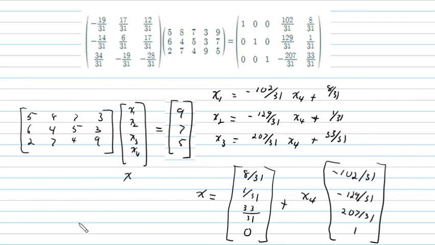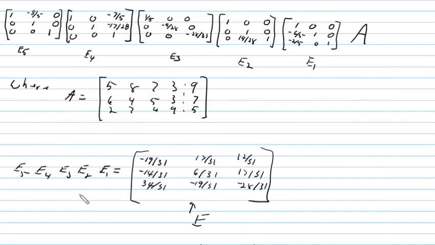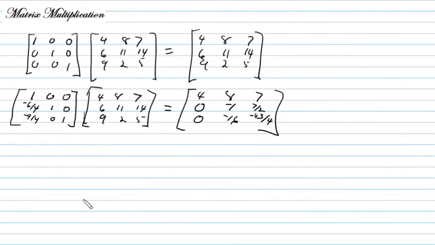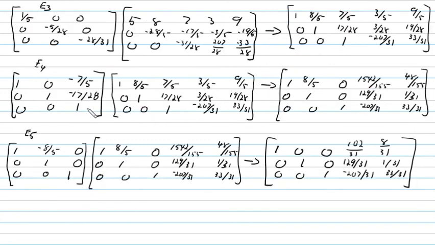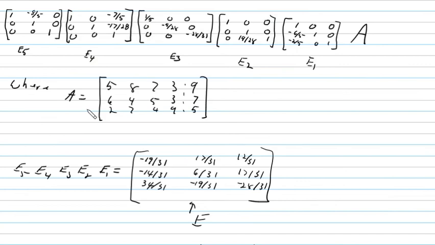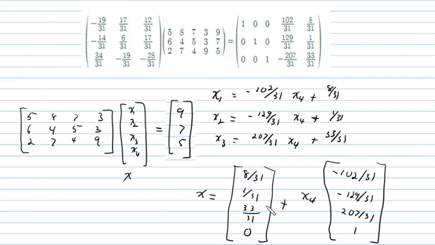So when I post the assignment, what I'll be looking for, I'll give you pretty much a system like this, and ask you to find these elementary matrices, and then find the combined elementary matrix, the single elementary matrix that encapsulates all of these, and then the general solution.